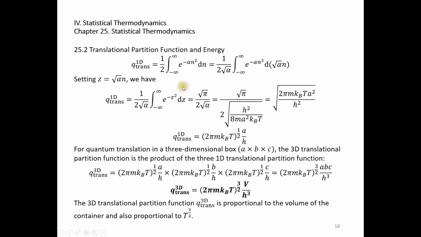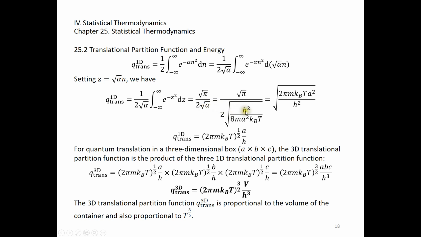We can prove this if you know how to convert Cartesian coordinates to polar coordinates in a two-dimensional space. So we can prove this part squared is actually pi. But let's just use the conclusion here. This integral is the square root of pi, and therefore the one-dimensional translational partition function is the square root of pi over 2 times the square root of alpha.